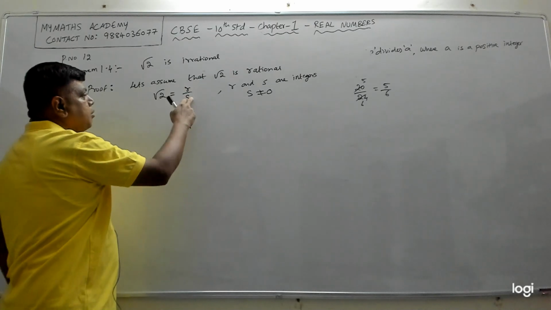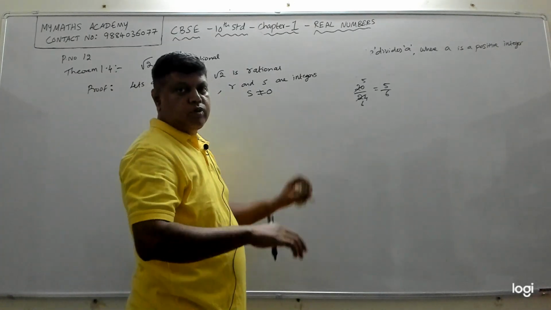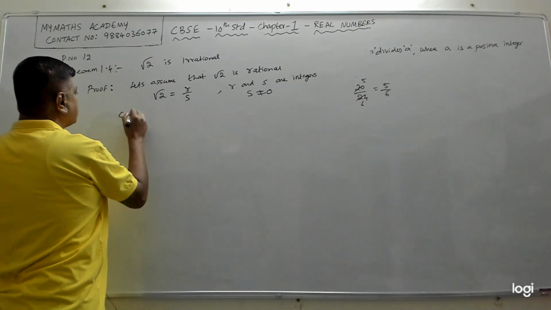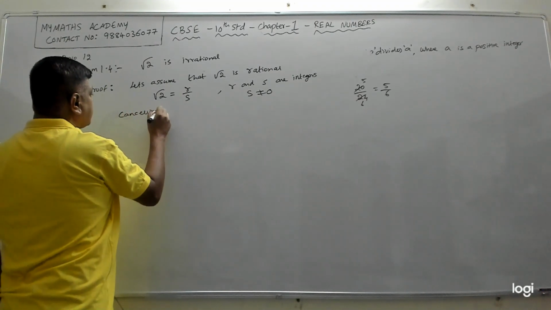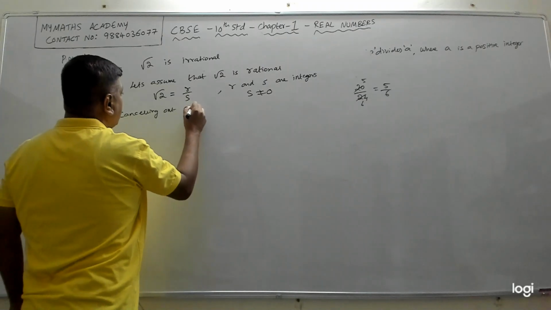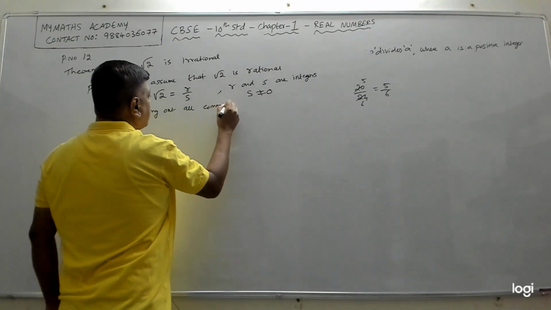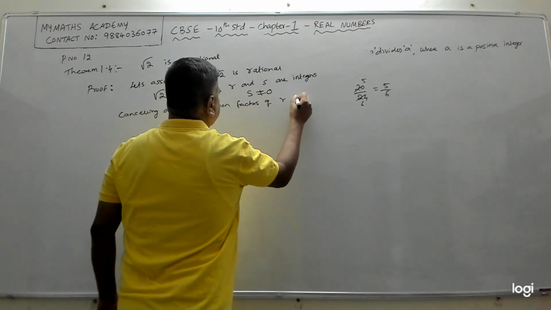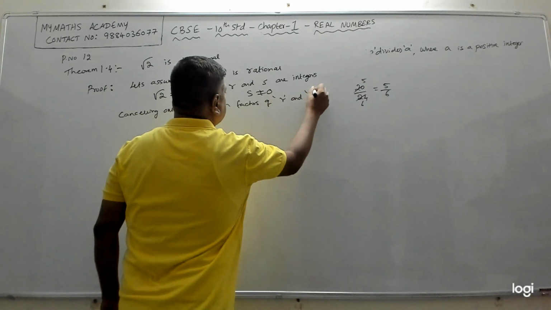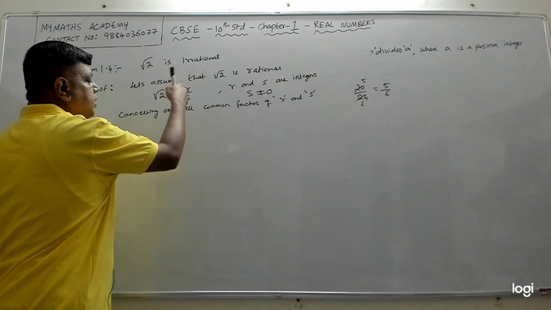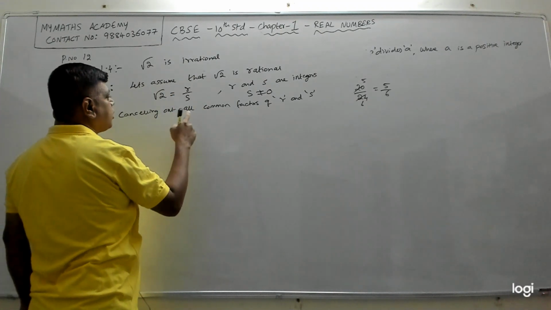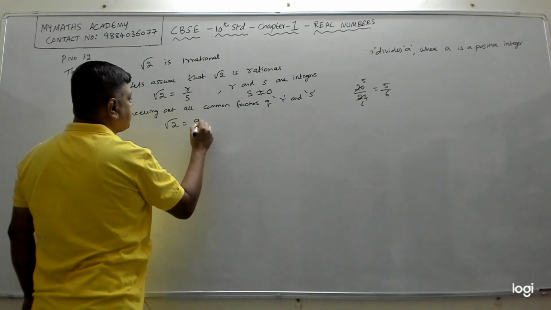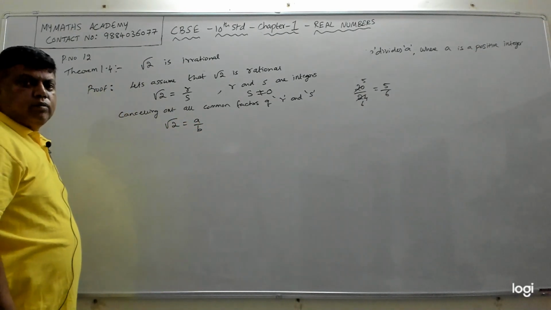Suppose it is like this. r by s is like 20 by 24, or some number. Then we'll say cancelling out all common factors of r and s, which means I'm simplifying this fraction. Right? Cancelling out all common factors of r and s, my root 2 will become some a by b, which means I have cancelled out.